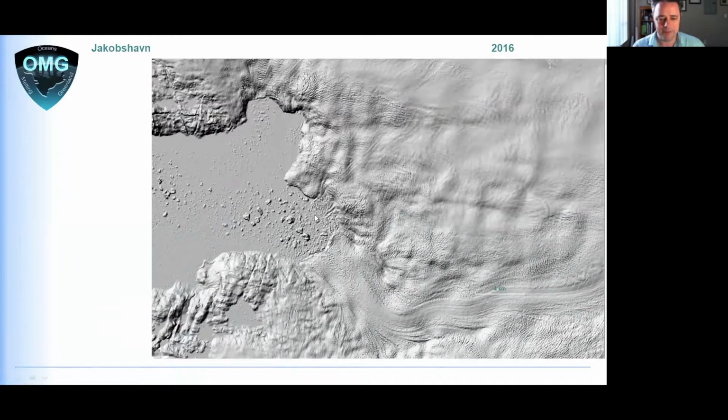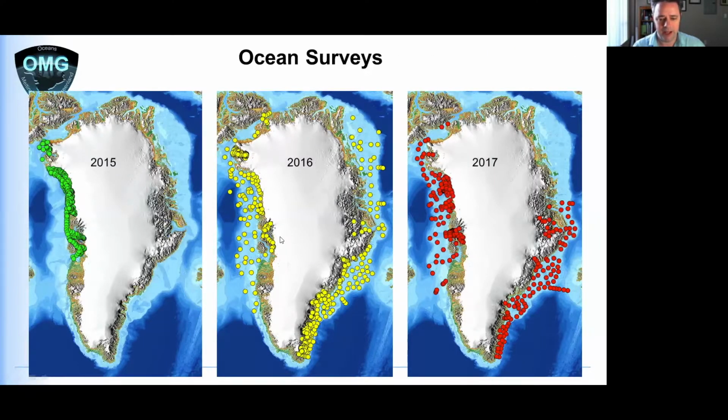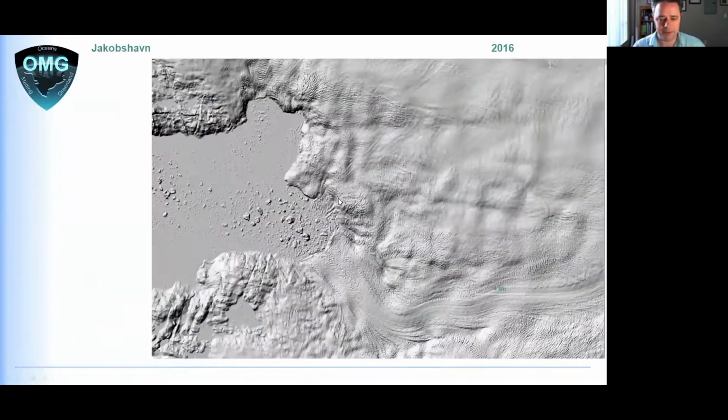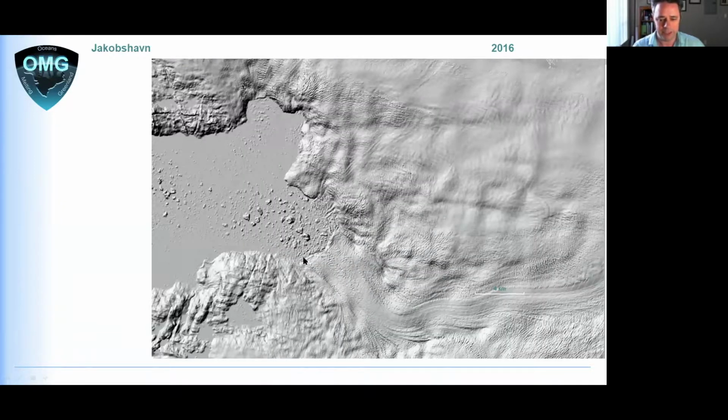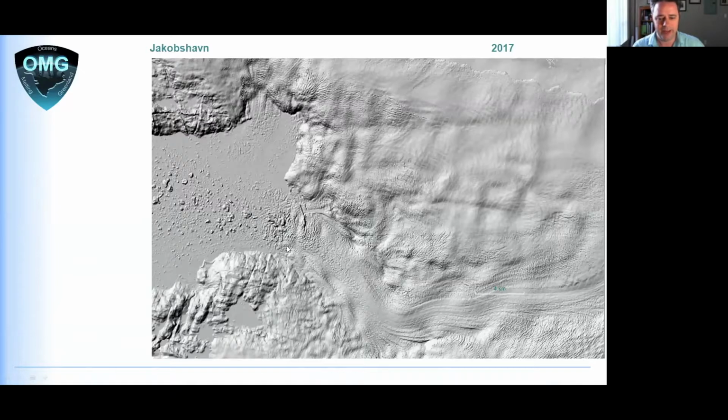Just to give you a sense of where we are, we're in West Greenland. Jakobshavn is here, the main ice flow in the southern branch. There's also an ice flow in from the north. This is a relief map based on the digital elevation data collected from OMG in 2016. And this is 2017. I'll just flip back and forth a couple times. What you can see is that in 2016, the ice front was down here. And in 2017, it actually advanced.